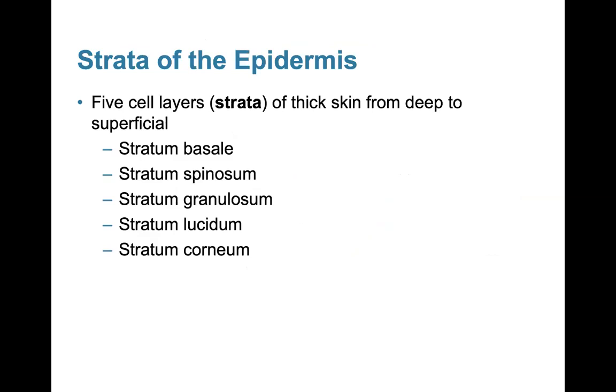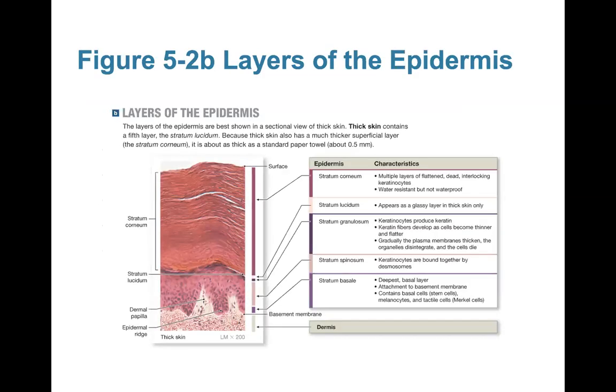So there are 5 strata of thick skin from deep to superficial. The deepest layer is the stratum basale, then you have the spinosum, granulosum, lucidum, and corneum. I'm really concerned that you know the basal and the corneum layers. So let's look at the different layers here. The layers of the epidermis are best shown as far as a sectional view of thick skin.